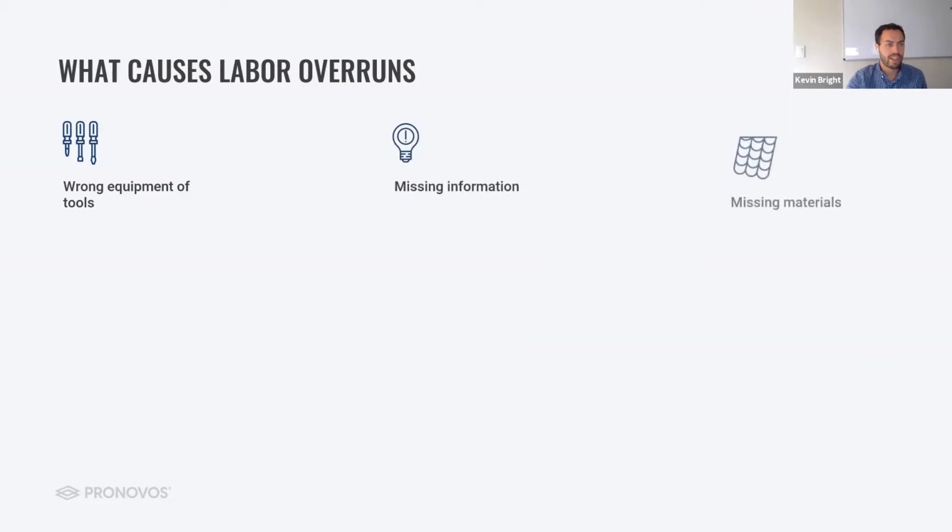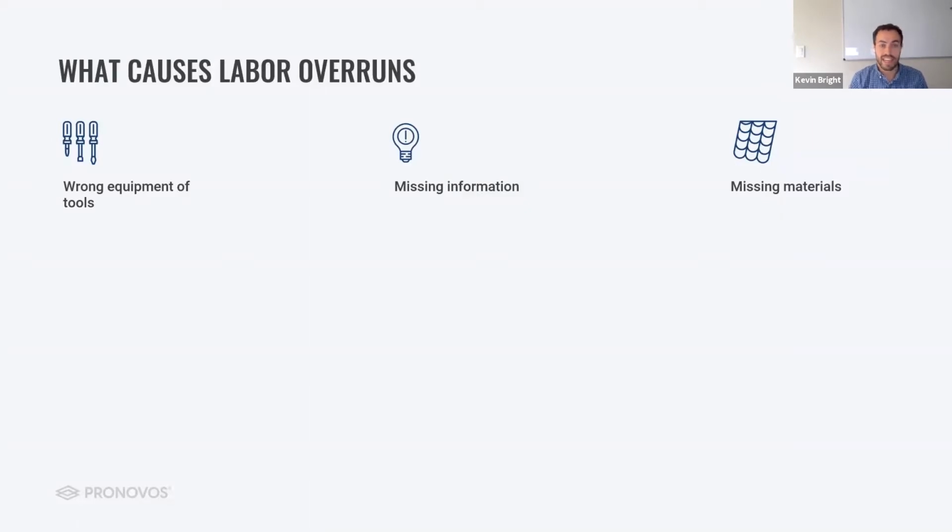The next two go hand in hand. It's missing information and missing material. And this one's obviously pretty straightforward. If the guys in the field don't have the right information on what they're building, or they physically don't have what they need to build, then obviously you're going to experience delays, and those delays are going to manifest in additional labor costs.